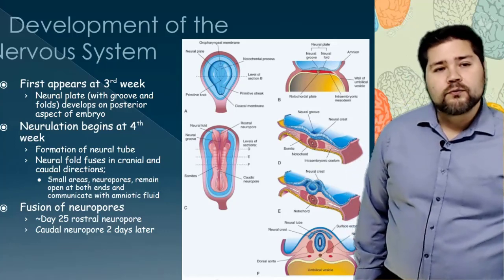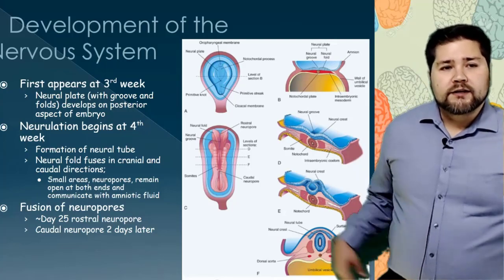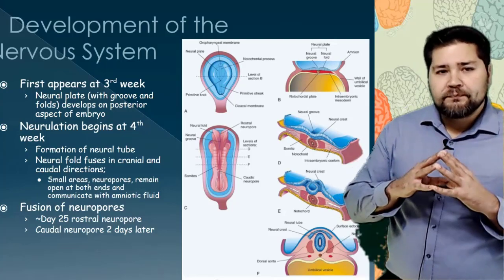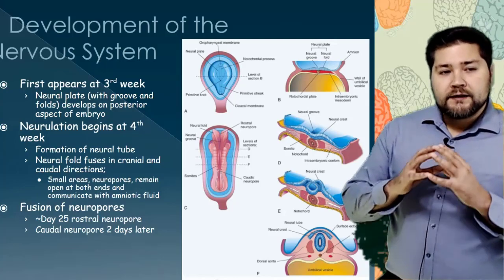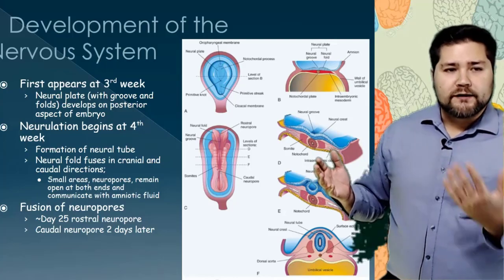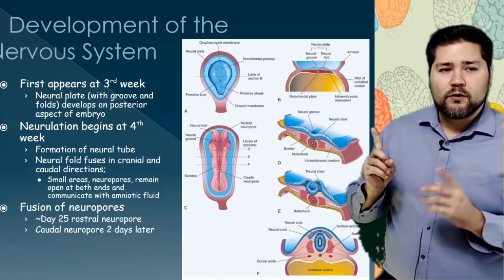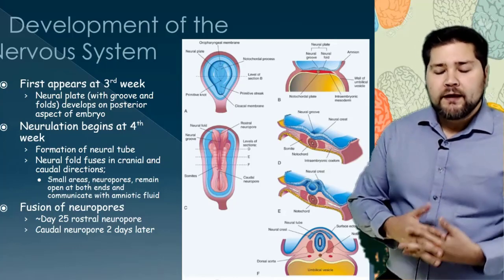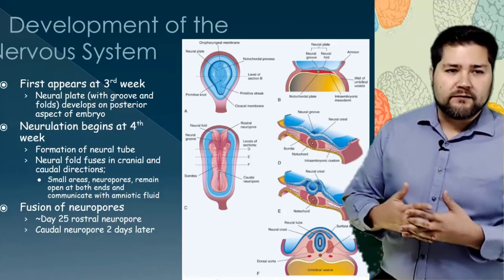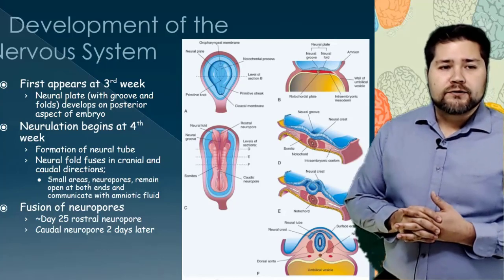Now, during the 4th week of development, the neural folds will actually come together and create a neural tube. And the neural tube will start to fuse, essentially at first, and then moving caudally and cranially until it's left with just 2 openings called neuropores. And these neuropores are important for communication of amniotic fluid within the neural tube.